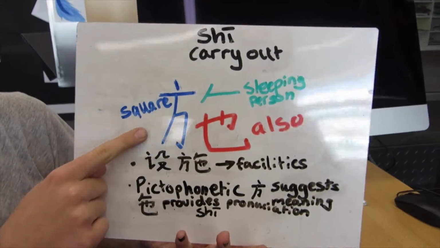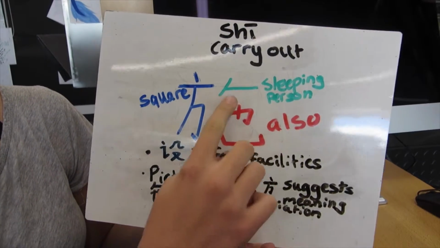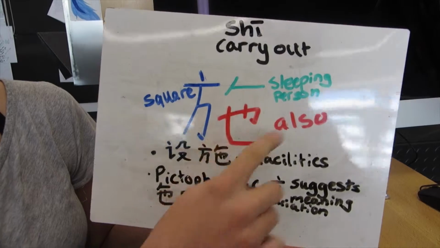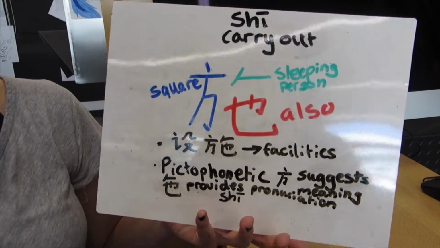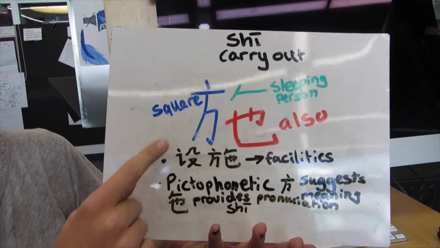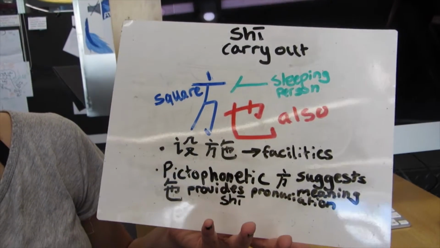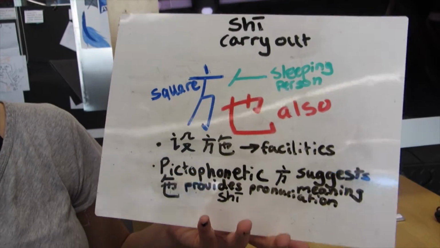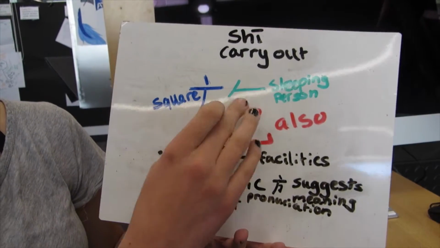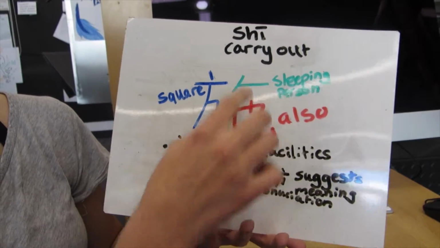So this is the radical, which is the square radical. The left part is the sleeping person radical and the also character, or ye. It is a pictophonetic, while the left part, square radical, suggests the meaning, while this right part provides the pronunciation of shi. And the way I remember it is, if a sleeping person is inside a square, they have to carry themselves out.